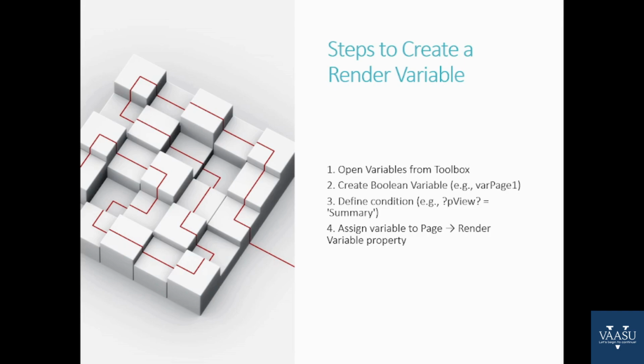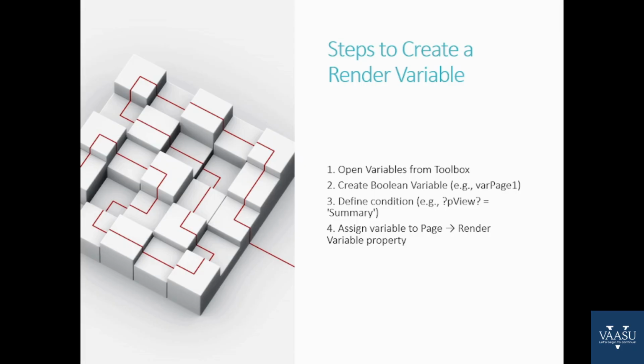The first thing we have to do is go to Tools, open the toolbox and go to Variables. The second step is to create a Boolean variable. It always starts with var, which stands for variable. That's the naming convention we follow: start with var, then the variable name. The third step is to define the condition. For example, if we want a view: parameter ?p_view? equals summary. Here the parameter is p_view and summary is the item in this parameter.